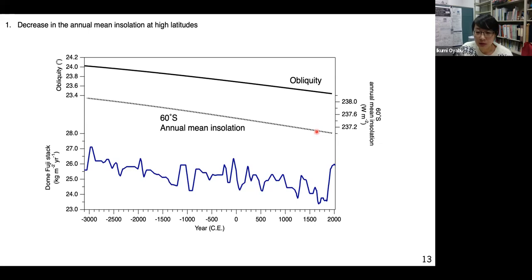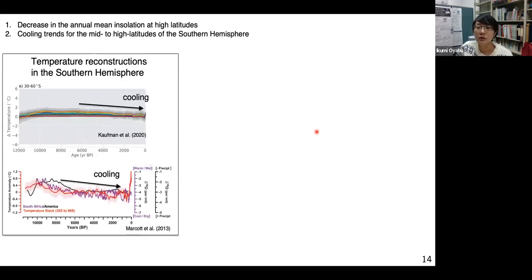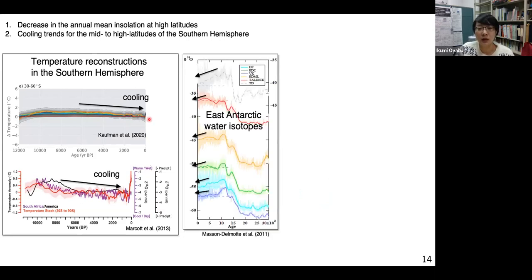A recent study with climate models suggested that surface mass balance variations are related to the surface temperature and sea ice extent. So we compare our SMB trend with published temperature and sea ice reconstructions over the latter half of the Holocene next. Temperature reconstructions showed long-term cooling in the Southern Hemisphere. And water stable isotope ratios from East Antarctic ice cores commonly showed a decreasing trend from the mid to late Holocene.